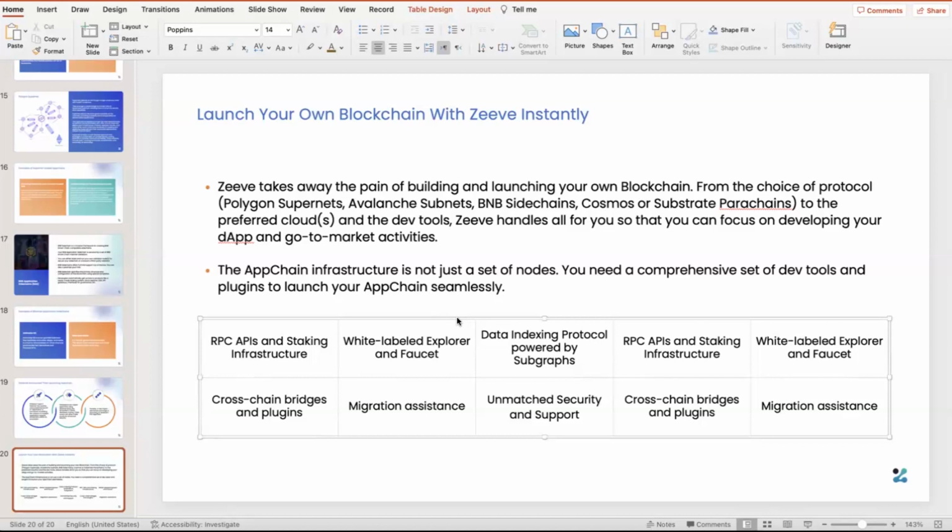Ashok, our company name is Zeeve. Sorry, I forgot to introduce myself. My name is Ravi. I'm the co-founder, CEO of Zeeve. Zeeve is one of the leading blockchain infrastructure as a service platform in the world.